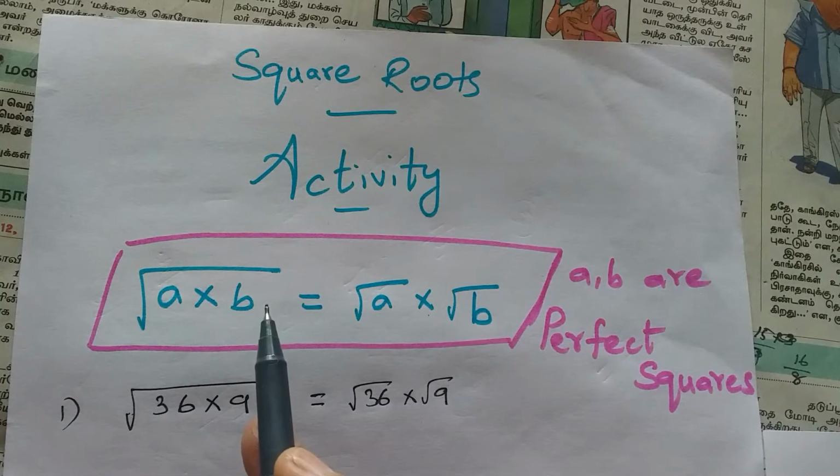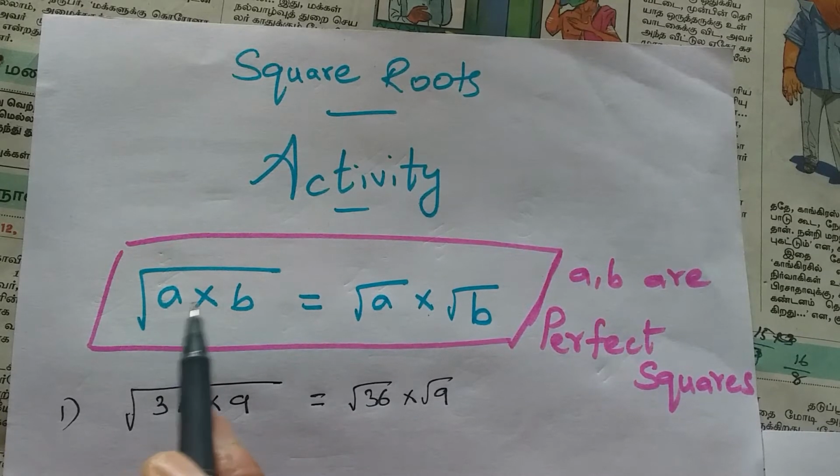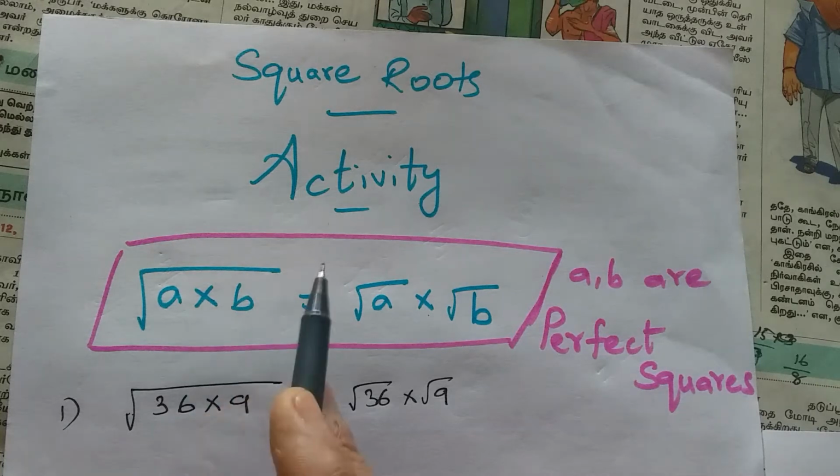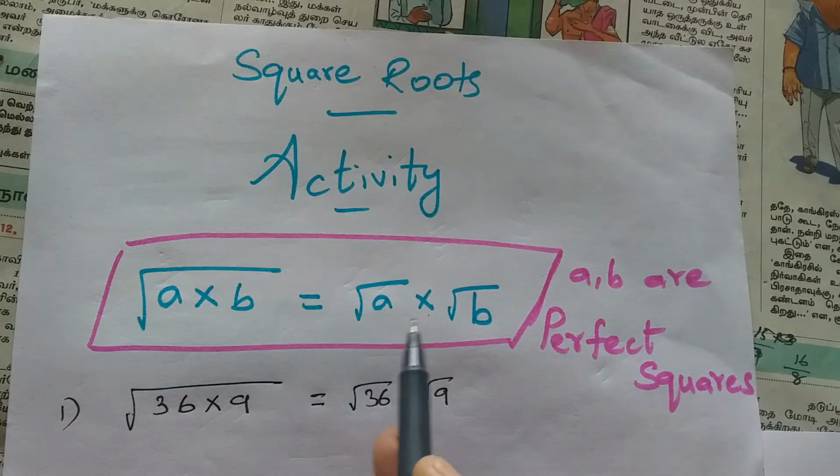Like what are square numbers? Shall we recall? Yes, 1, 4, 9, 16, 25. Square tables, you must always remember the square tables. 1 one is 1, 2 twos are 4, 3 threes are 9. These are the square numbers. So if A and B are square numbers, then root of A into B is equal to, we can split it like this, root A into root B.